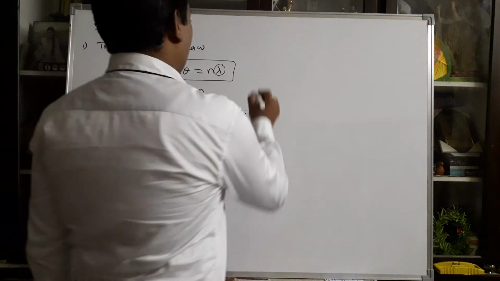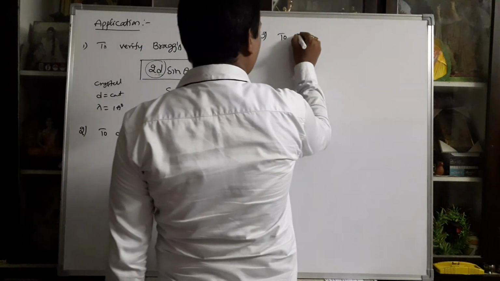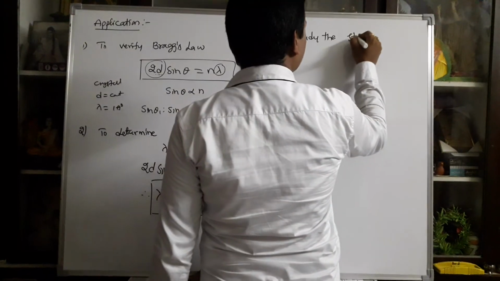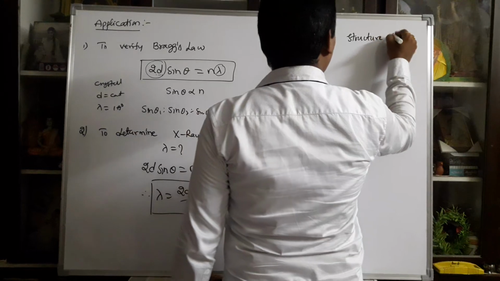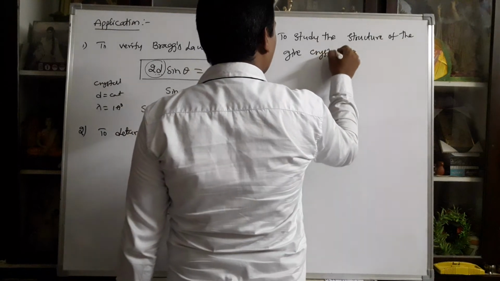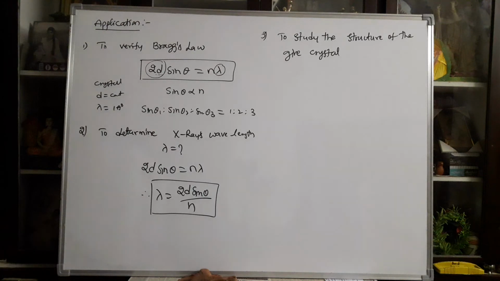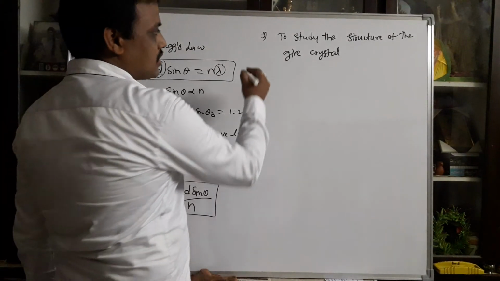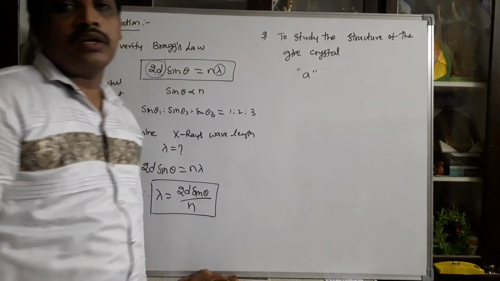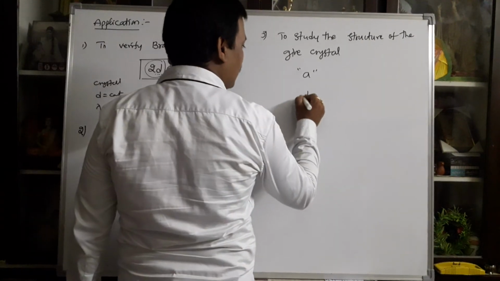And the third application is to study the structure of the given crystal. So what is the structure? Based on this equation, first of all, you can determine the lattice constant A. Based on the lattice constant, you can determine the D also.